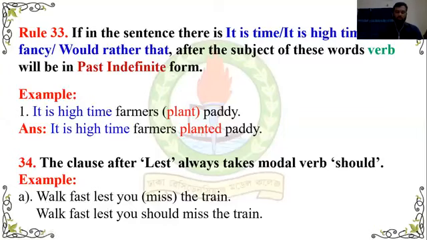This rule is universal only for lest. You must use should before the verb. When you see lest used as a conjunction, then you must use should.